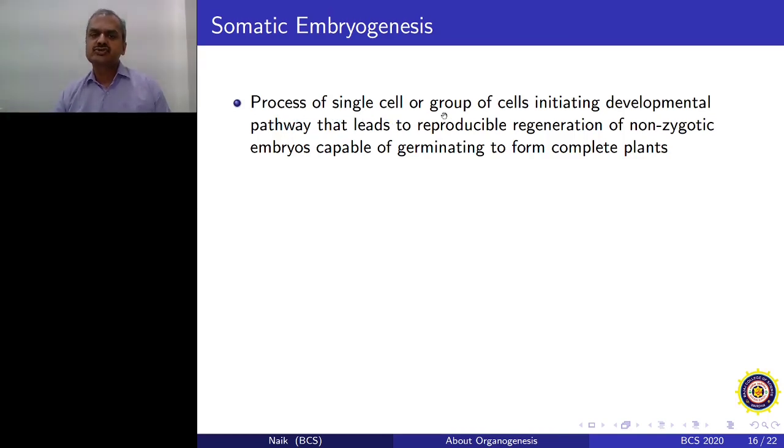Now what is it? It is a process in which a single cell or a group of cells initiates a developmental pathway which leads to the regeneration of non-zygotic embryos, and that's why it is called somatic. Non-zygotic embryos are capable of germinating to form a complete plantlet. So there is no zygote formation in this process, no fertilization. Unfertilized or vegetative explants will give rise to embryo-like structures, or in fact embryos, and these embryos further germinate to form a complete plantlet.